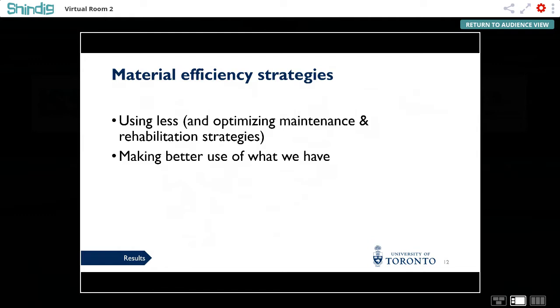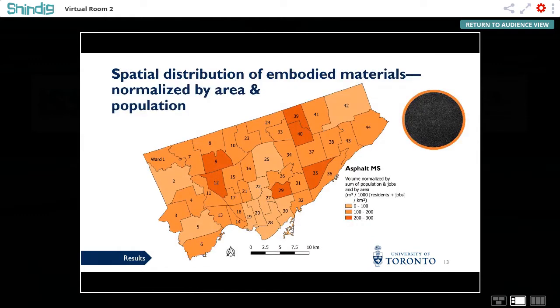And the second point speaks to opportunities to better integrate land use policies with the development of transportation infrastructure. So returning to the map we were looking at previously, looking at the spatial distribution of construction materials, there's a pattern of areas of the city where large quantities of materials are embedded in the infrastructure. But on an area and population normalized basis, the infrastructure is arguably underutilized relative to other areas of the city.